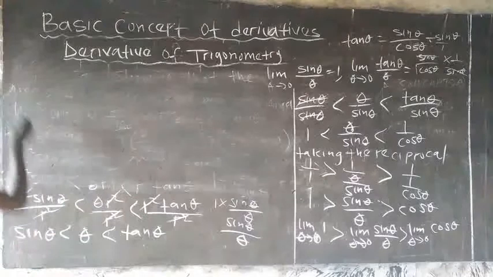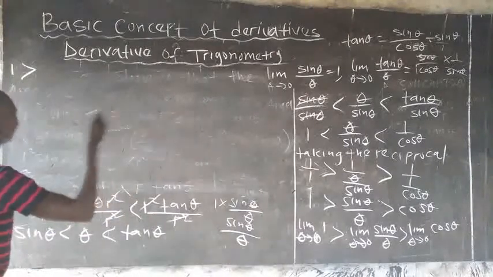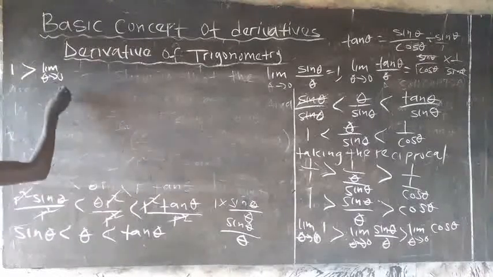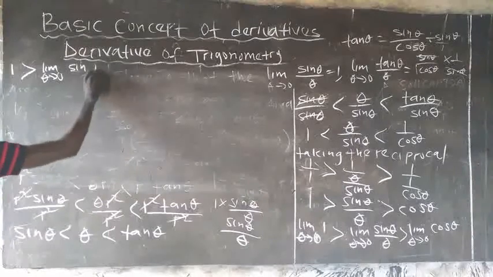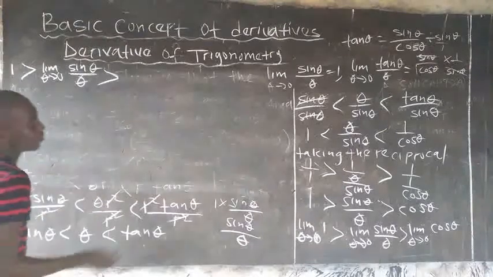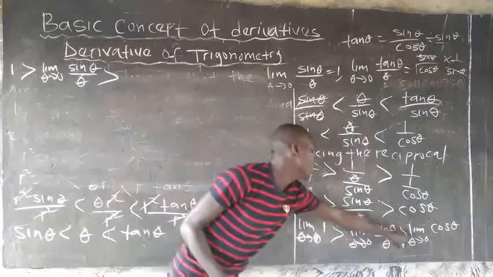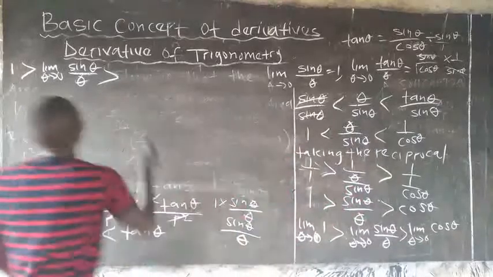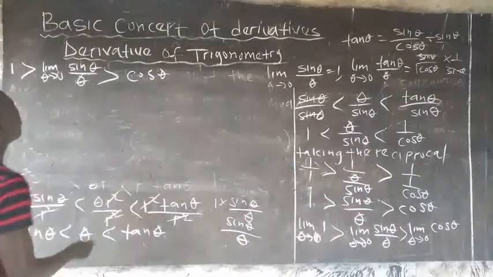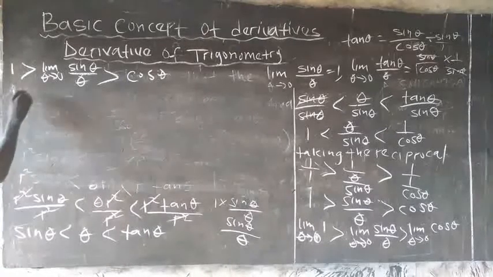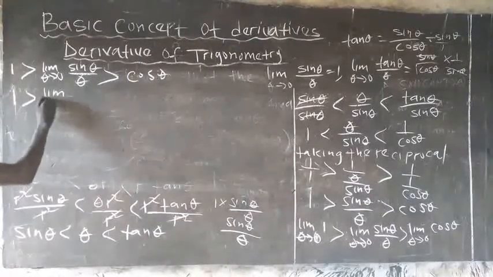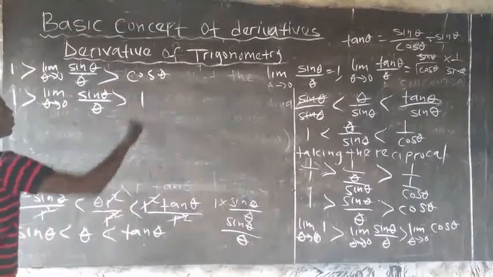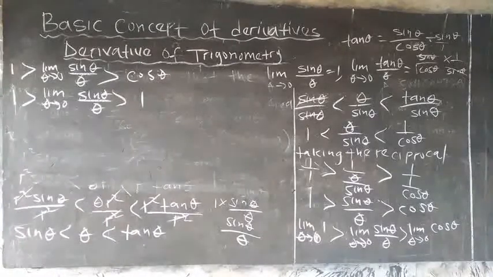So here that will be 1 greater than the limit as theta approaching 0 of sin theta over theta greater than the limit as theta approaching 0. Anywhere I see theta, I'll substitute 0 here, so cos 0. And don't forget that cos 0 is 1. So it will be 1 greater than the limit as theta approaching 0 of sin theta over theta greater than 1. Now let's analyze this.